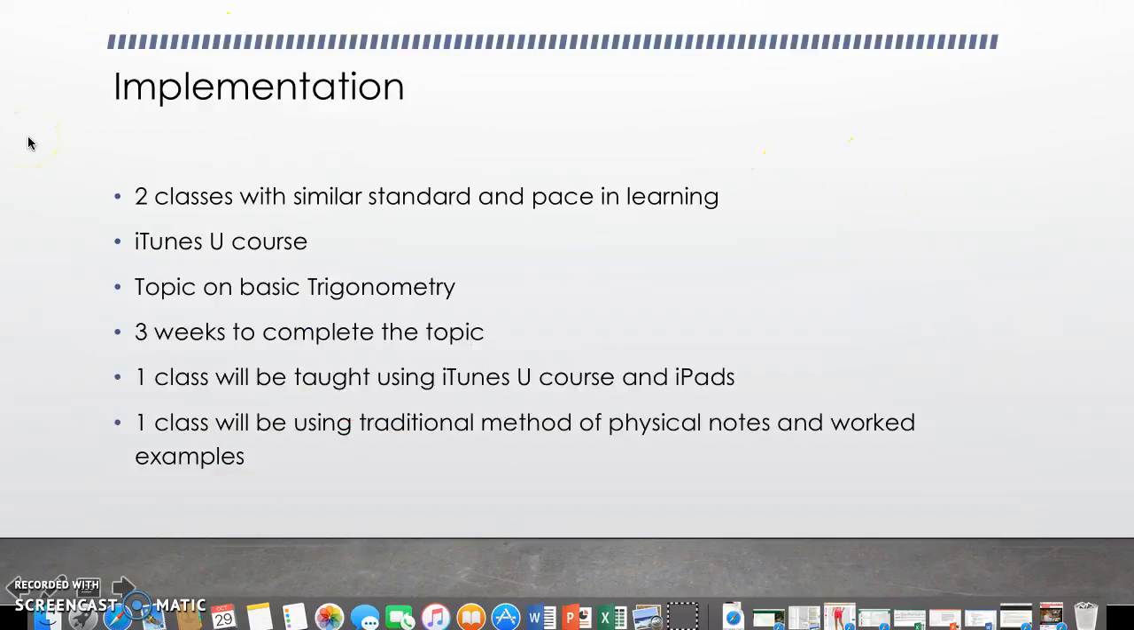So for this project, I'll be choosing two classes with similar standard and pace in learning. I will create an iTunes U course, and the topic that I'll be choosing is trigonometry. This topic will probably take around 3 weeks to complete. One class will be taught using the iTunes U course and the iPads, together with various apps that will help in the improvement of the learning of trigonometry. And the other class will be using traditional methods of physical notes and worked examples.